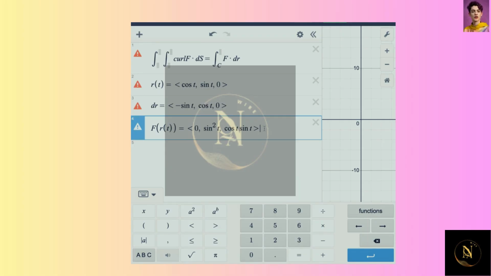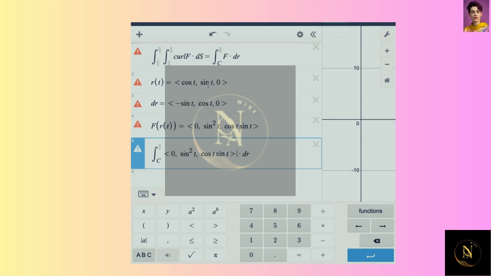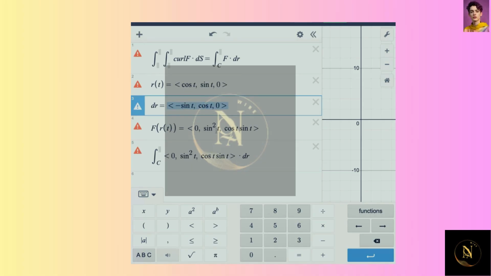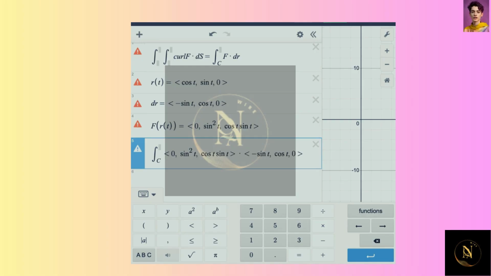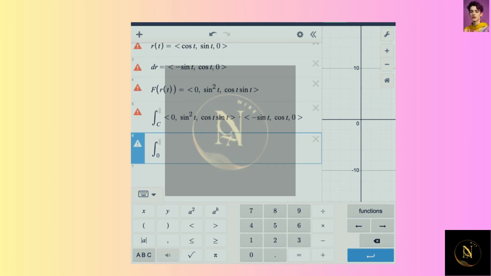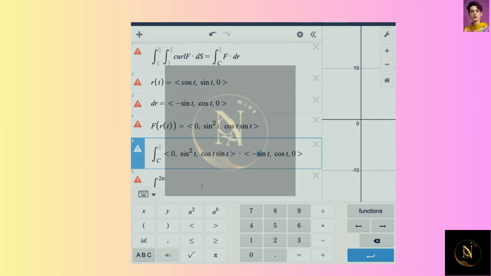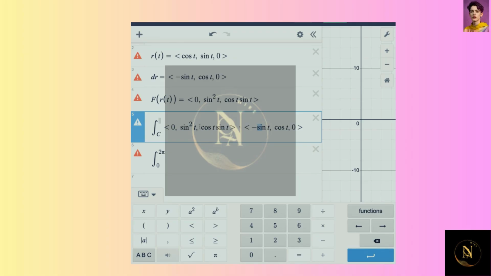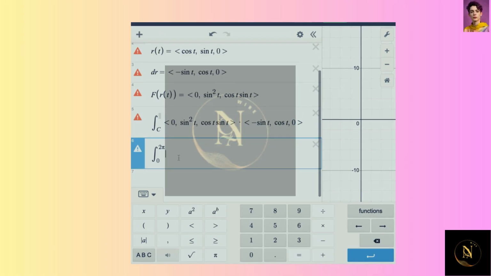So now we can combine these elements right here. We have our F and we have our dr. When we take the dot product of these, and keep in mind the boundary is going to be 0 to 2 pi, the zeros will cancel this, the sine squared and the cosine t will multiply, but then these two will cancel right here. So what we're ultimately left with is sine squared t cosine t dt.